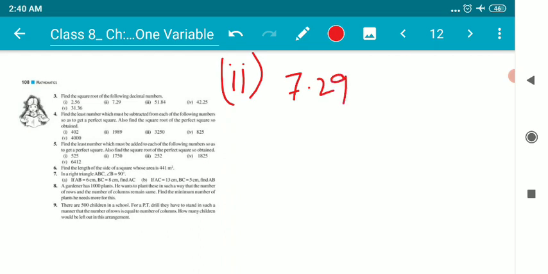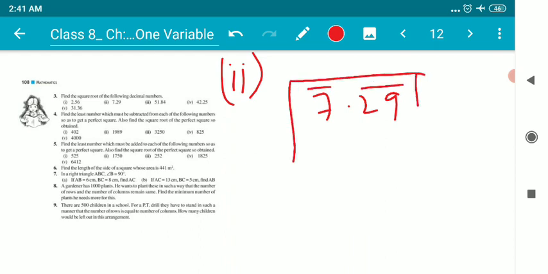7.29. Okay. Now how to deal with 7.29, children? First we will make pairs. What is our job, children? First thing is we will just make pairs. Here is a pair of numbers, here is a pair of numbers. Now draw a line. Let us think about it. 2 2s are 4, 3 3s are 9. So 2 2s are 4, 7 minus 4 is 3.